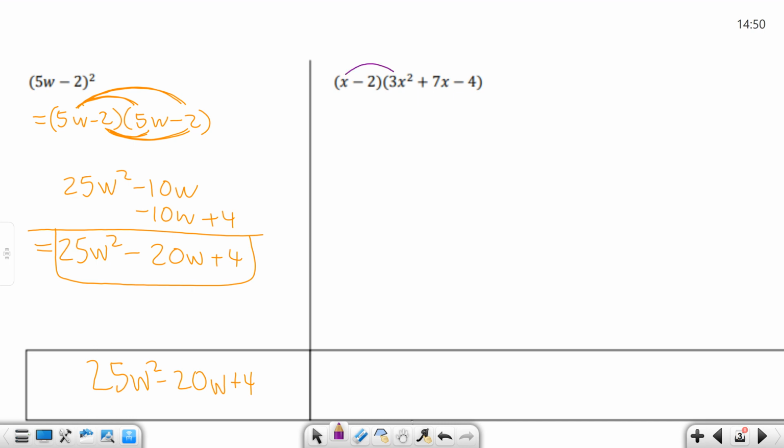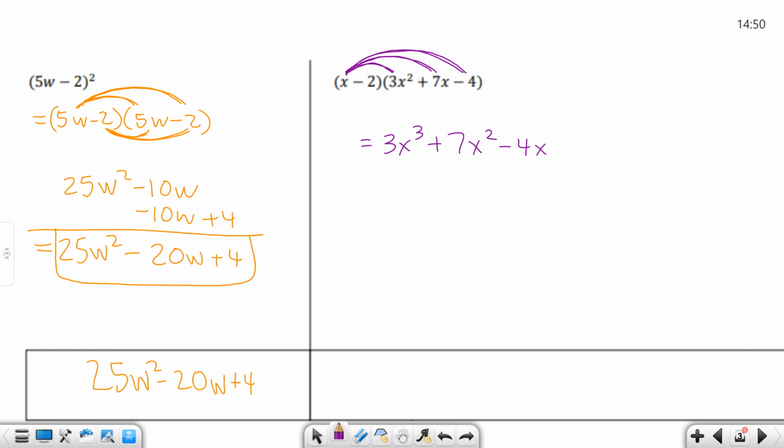So we have 2 terms, x minus 2, times 3 terms. So this doesn't have a name, but you take the x and you distribute to all 3 terms. So the x times the 3x squared gives me what? 3x to the third. Then we take the x times the plus 7x and we get plus 7x squared. Then we finally take the x times the negative 4 and we get minus 4x. And that takes care of multiplying the x times all 3 of these things over here. Okay? So now what do we do?